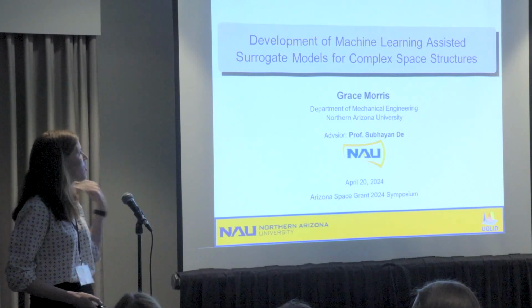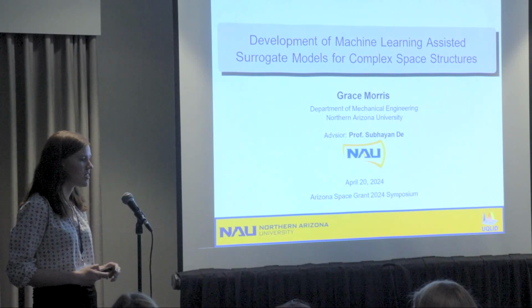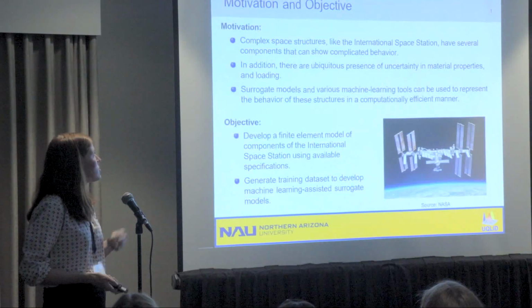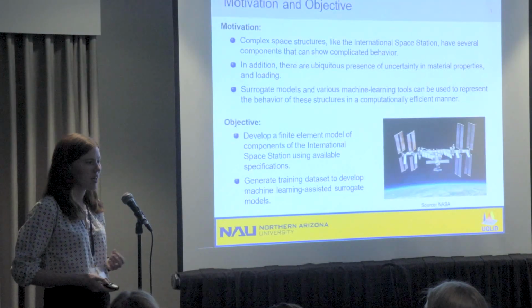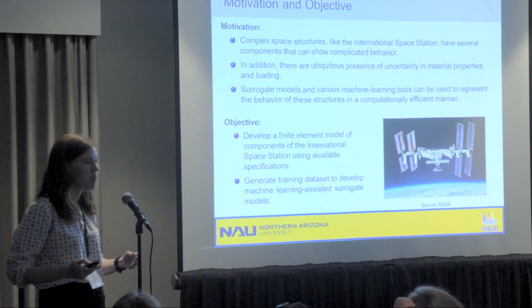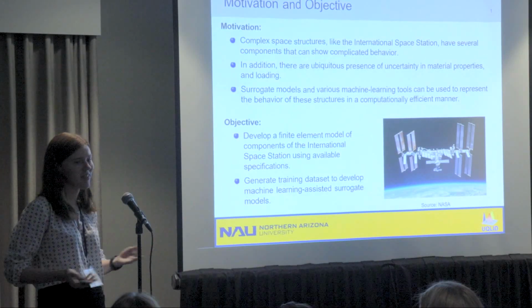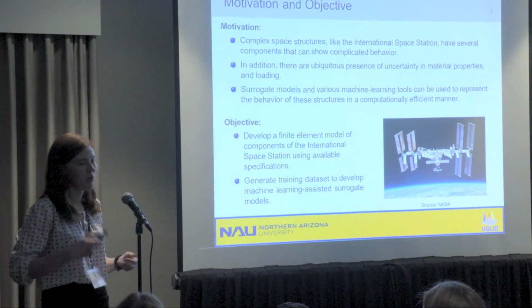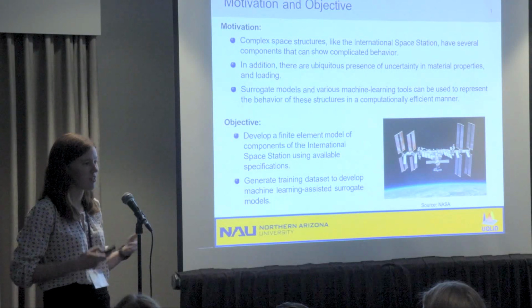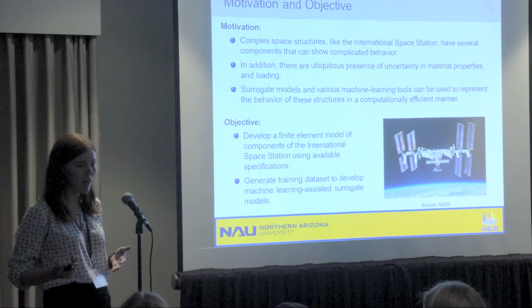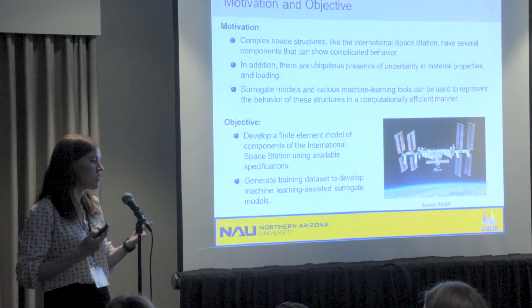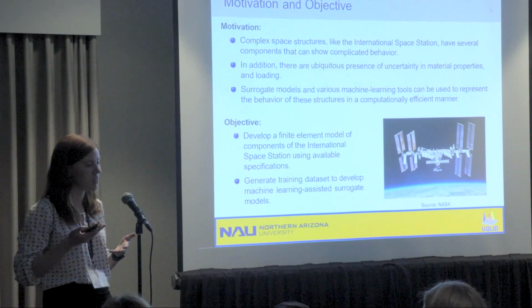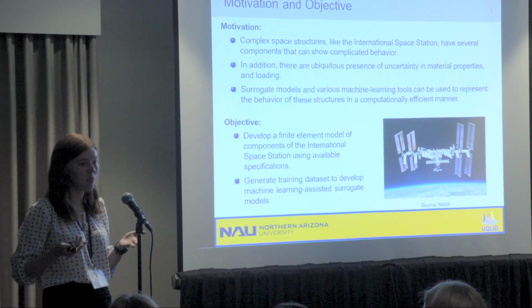Okay. So I worked on the development of machine learning assisted surrogate models for complex space structures. The motivation behind this project is that complex space structures have lots of components, which makes them complex and difficult to analyze and have very complicated behavior. And then when you add material uncertainty on top of that, it makes it even more complicated. So using surrogate models and machine learning, you can simplify and increase the computational efficiency, basically.